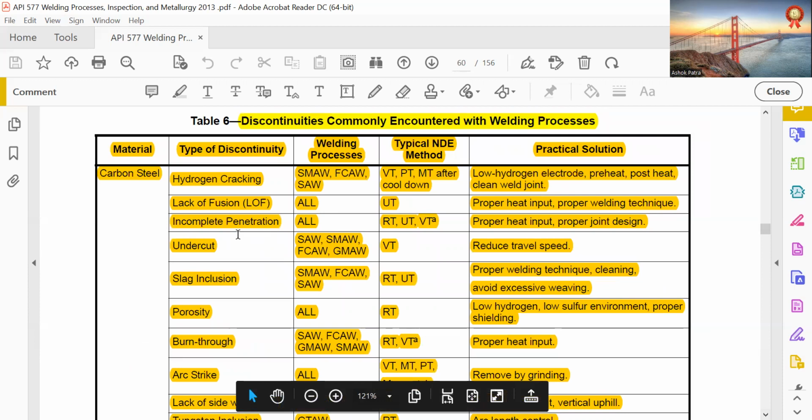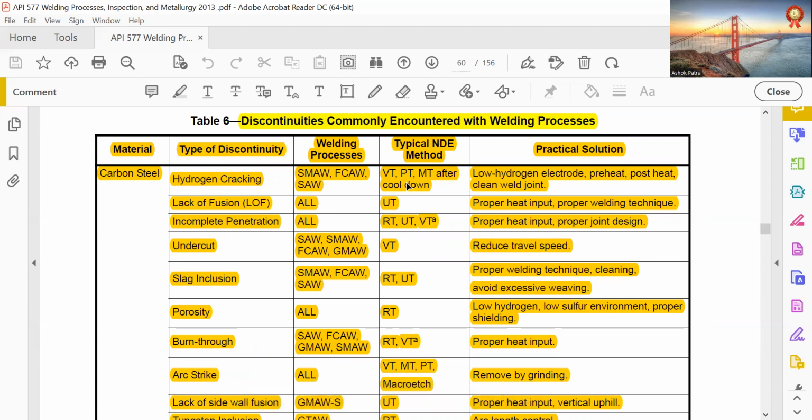Then material type and discontinuity. Carbon steel, hydrogen cracking: SMAW, FCAW, SAW; VT, PT, MT after cool down; low hydrogen electrode, preheat, post heat, clean weld joint. Lack of fusion: all UT, proper heat input, proper welding technique. Incomplete penetration: all RT, UT, VT, proper heat input, proper joint design.